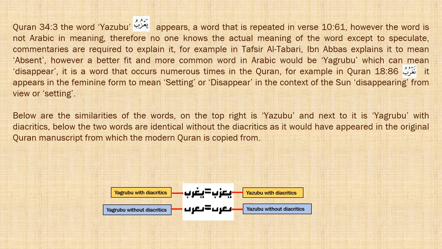For example, in Quran 18:86, it appears in the feminine form to mean setting or disappearing, in the context of the sun disappearing from view or setting. Below are the similarities of the words. On the top right is ya'zubu, and next to it is yaghrubu with diacritics. Below, the two words are identical without any diacritics, as it would have appeared in the original Quranic manuscript from which all modern Qurans come from.